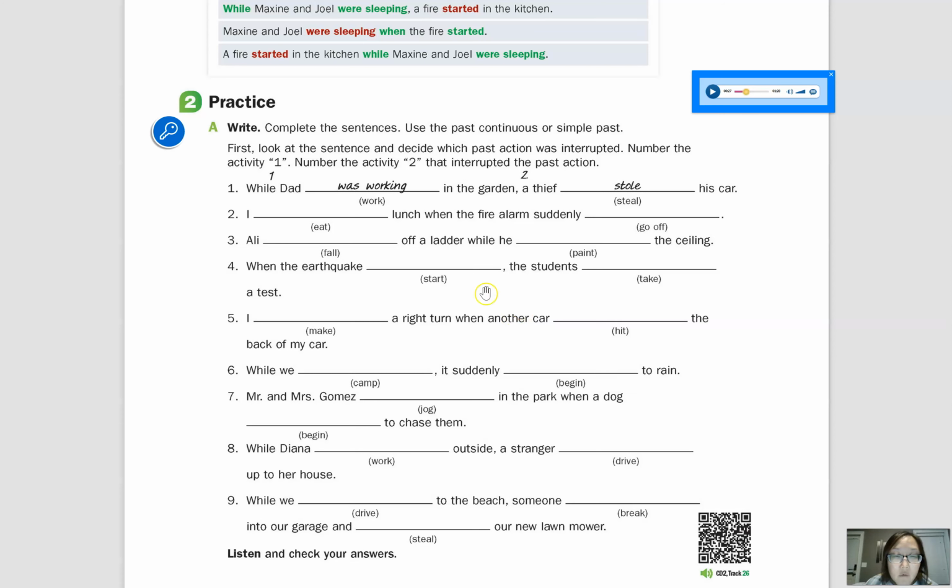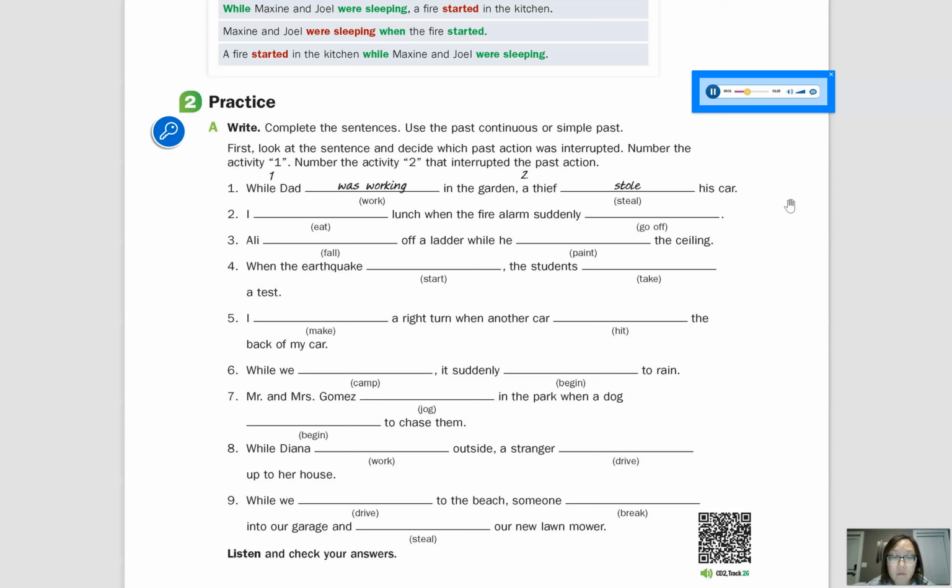Okay, so for this sentence, number 1 is while he was painting the ceiling, because this activity was already happening, and then Ali fell off a ladder. This activity interrupted this activity. So we can put number 2 for this part. Ali fell off a ladder. That's number 2. Okay, and this is a hint. While is the adverb we use for the continuous activity. Okay, let's keep going.